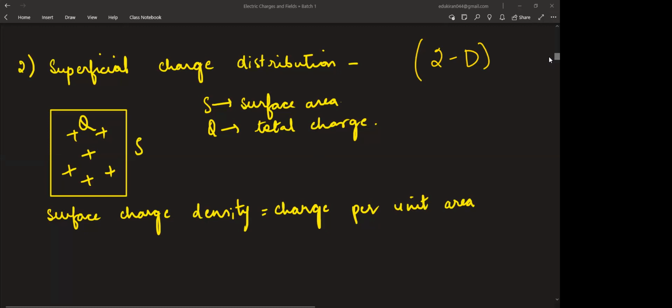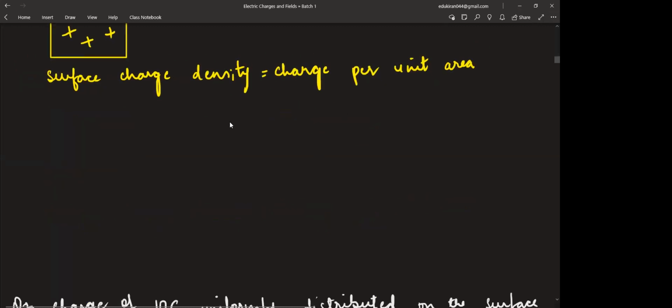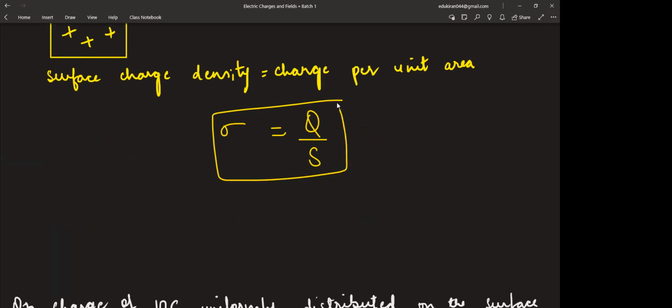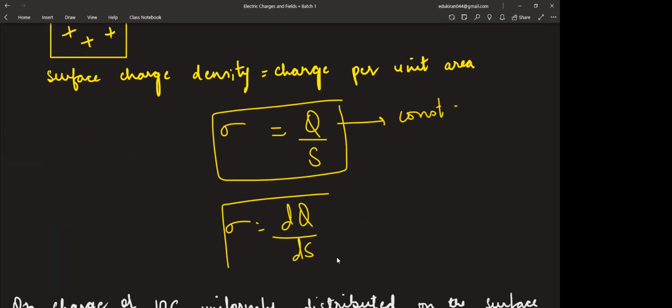So surface area is S, charge is Q. Here the surface charge density is represented by the symbol sigma. This is charge per unit surface area. This is for constant values. If you have variable, then that is dq over ds. This is for variable. You will be using all these in the applications of Gauss theorem.